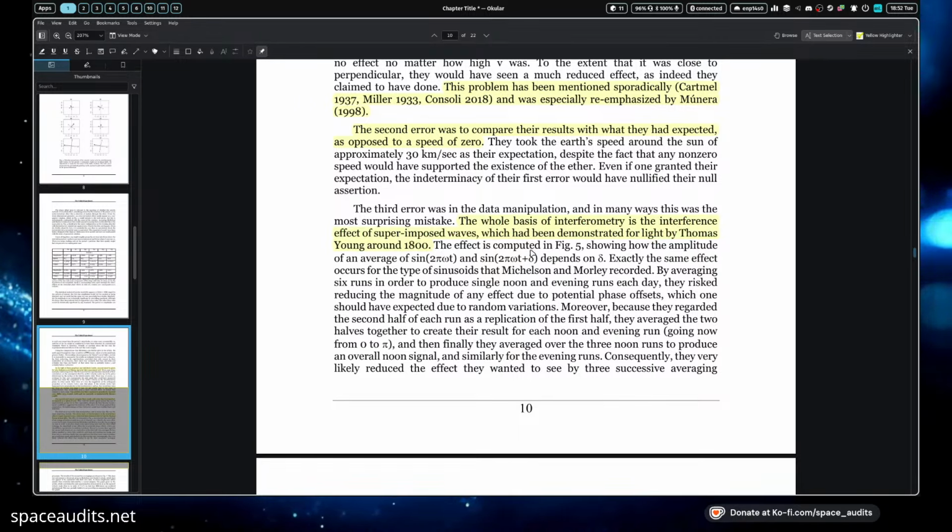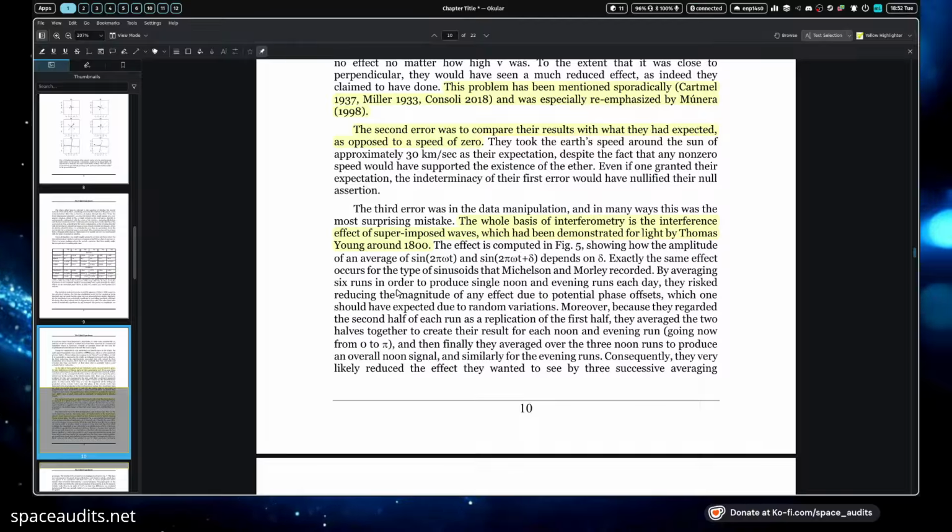The effect is computed in figure 5, showing the amplitude of the averages of the sine of 2 pi omega t and the sine of 2 pi omega t plus delta, which depends on delta. Exactly the same effect occurs for the type of sinusoids that Michelson and Morley recorded.